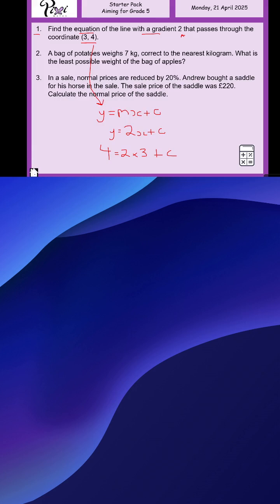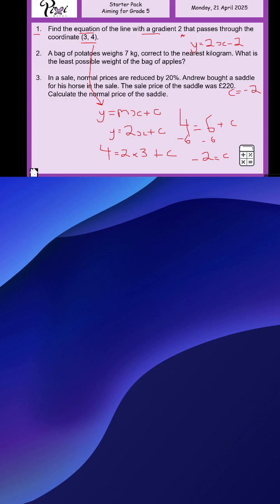Okay, so the question here. So 2 times 3 is 6. We're going to have 4 is equal to 6 plus c. Now I want to rearrange and make c the subject. So I'm going to subtract 6, so take away 6 from both sides. 4 minus 6 is going to be minus 2. So minus 2 is equal to c. So c is equal to negative 2. So my final answer reads y is equal to 2x minus 2. Okay, and that's the equation of my straight line that passes through the point (3, 4).